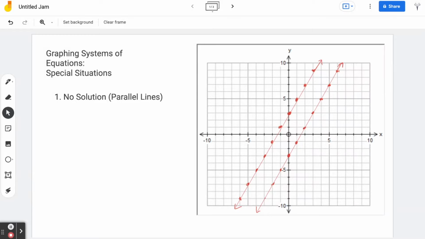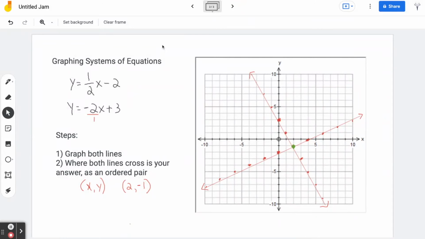Okay, we're going to look at two special situations when graphing systems of equations. Real quick, in a previous video, we talked about graphing systems of equations, and where two lines intersect when they're graphed, that point is the answer to the system of equations. In this particular case, these two lines cross right here at the ordered pair (2, -1). So you have one single answer that's identified by a coordinate point, an ordered pair.